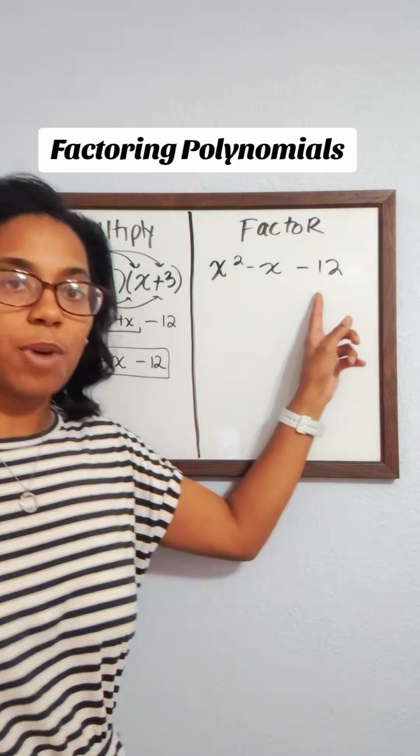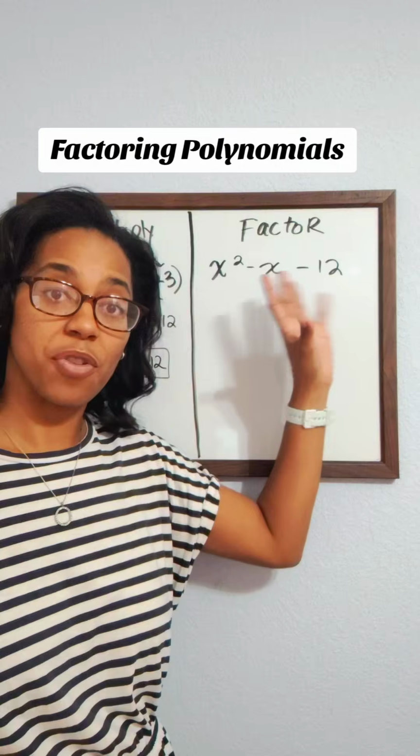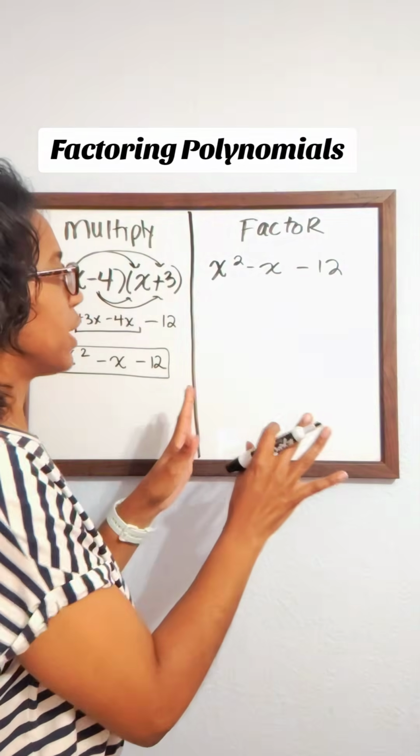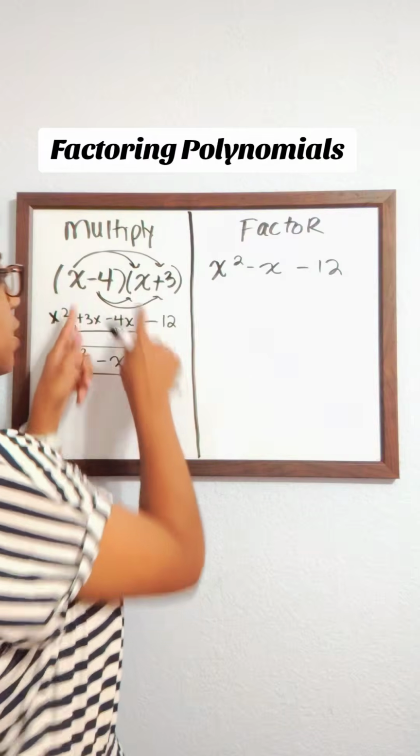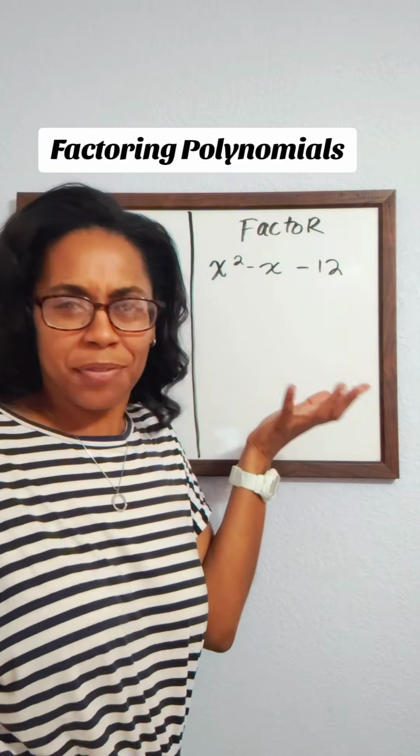They're going to give you this problem and say, hey, I need you to factor it, or I need you to find an equivalent expression for this problem. What did I multiply to get here? I used these two binomials. But if you're given this, how are you going to figure that out?